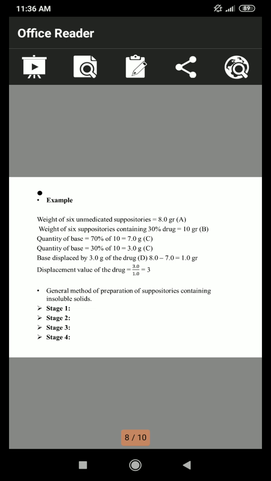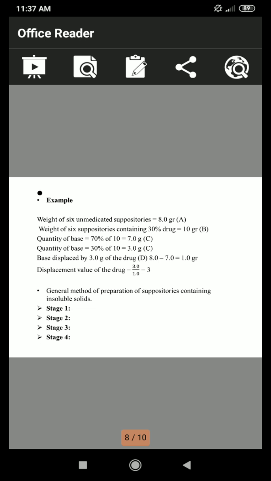Then the displacement value of the drug is 3.0 divided by 1.0, which is equal to 3. Then the lists of displacement values are given in the literature. Such determination often produces variable results because more or less air becomes entrapped in the mass during stirring.